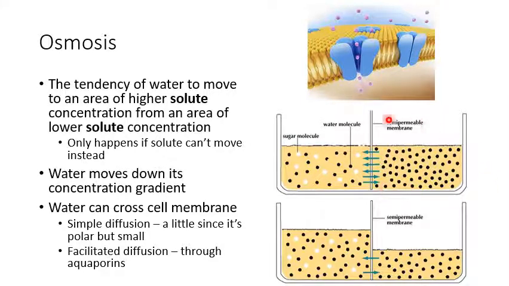So on the right side of the beaker you have nothing but water. On the left side you have a solution of water and sugar. So sugar is the solute there, and water is the solvent.